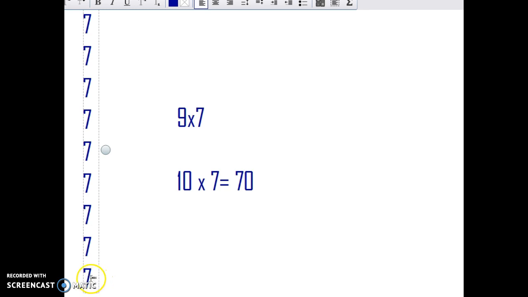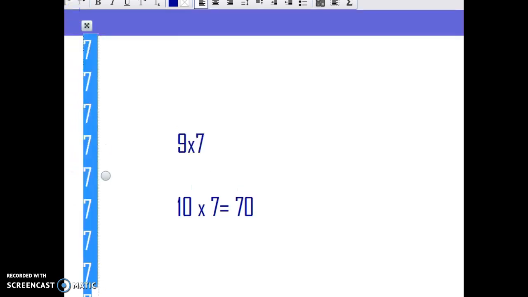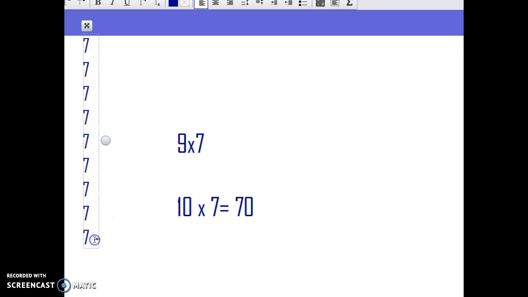Of course, this is a little too big. Make it a little bit smaller. Alright, so I'm going to add one more set, and then all of a sudden I have 70. So what do I do to get 9 groups of 7? I take that 1 7 away again, which would be 9 groups of 7.